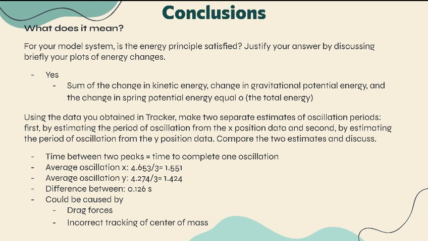And then the second what-if question was, using the data you obtained in Tracker, make 2 separate estimates of oscillation periods by estimating the period of oscillation from the x position data and by estimating the period of oscillation from the y position data. To do this, I found the time between the 2 peaks because that's the time to complete one oscillation. The average oscillation in the x direction was 4.653 divided by 3, which was 1.551, and the average oscillation in the y direction was 4.274 divided by 3, which is 1.424.